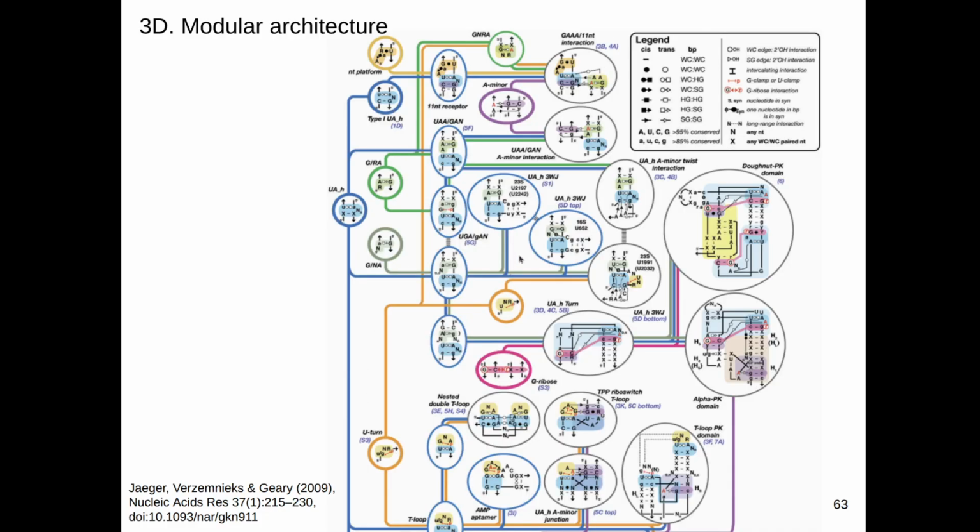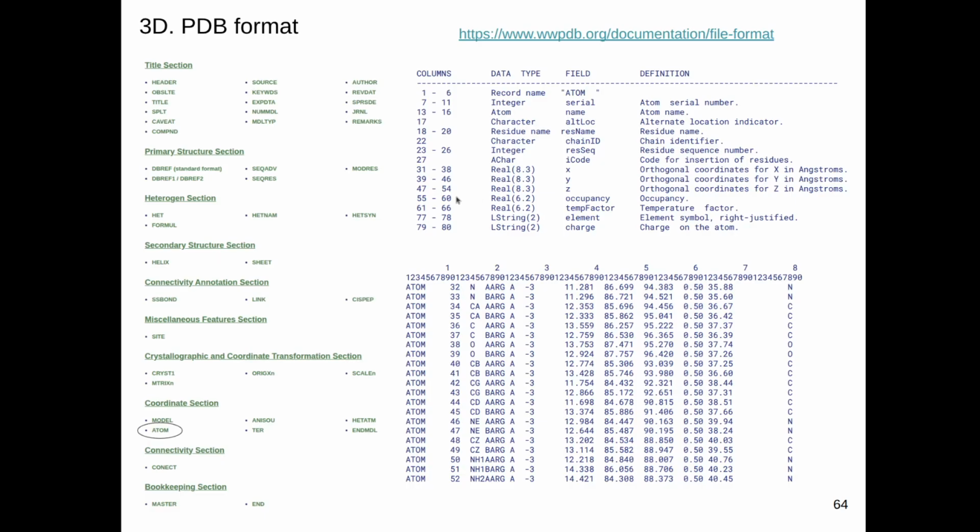And some more examples here. And on top, we have really large arrangements of RNA structure. So I really like this diagram. It gives you an understanding of how different motifs compose larger motifs.